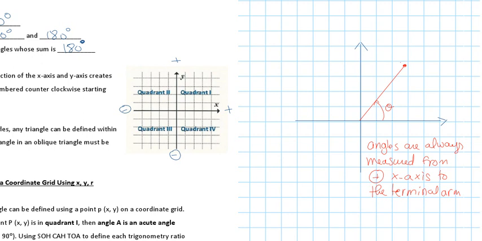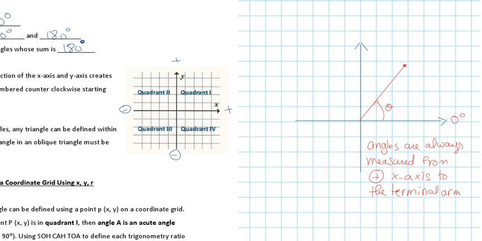So if the angle lies on the x-axis, what would be the measure of that angle? If it lies on the x-axis. So if my angle is right here, that's 0. Right? So this is your 0 degree, if it's on the x-axis. Okay? What would be the angle between the y-axis and the x-axis? 90.